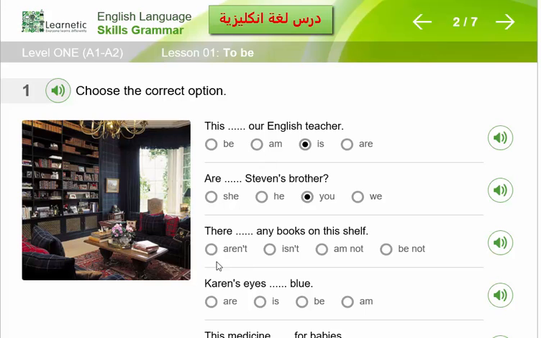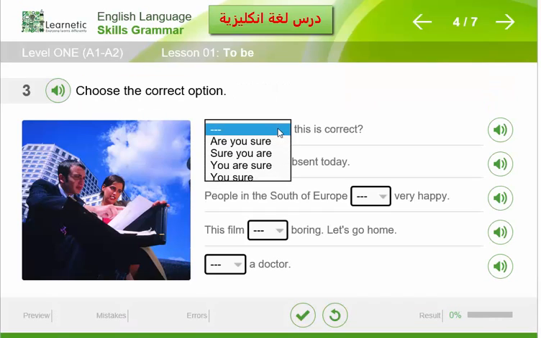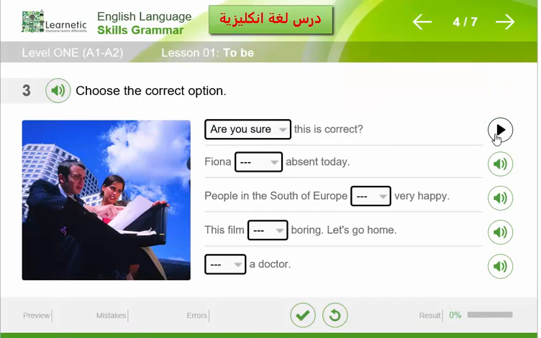Choose the correct option. There aren't any books on this shelf. Karen's eyes are blue. This medicine isn't for babies. Are you sure this is correct? Fiona is absent today. People in the south of Europe are very happy. This film is boring. Let's go home. I'm a doctor.